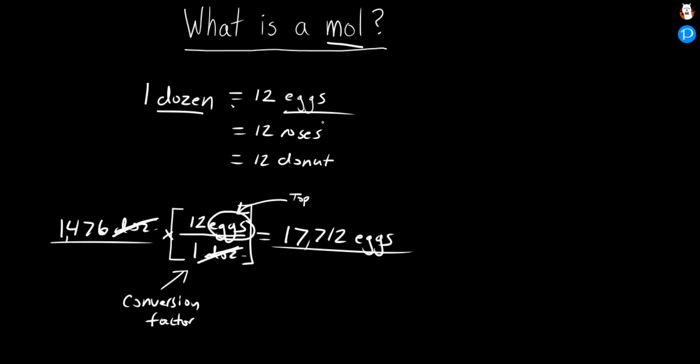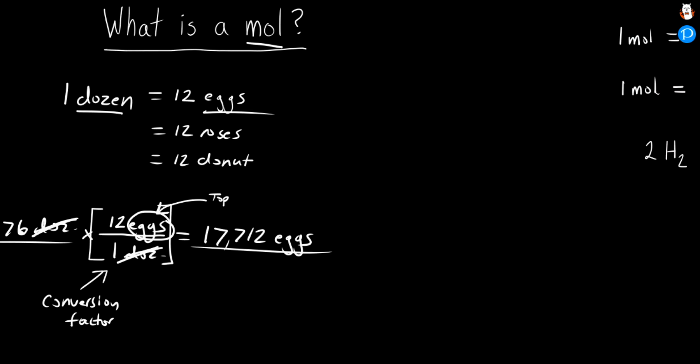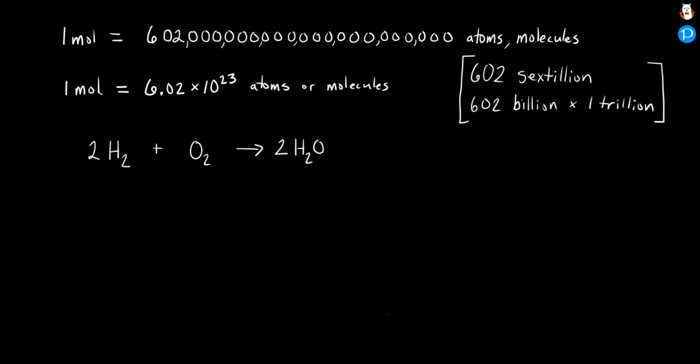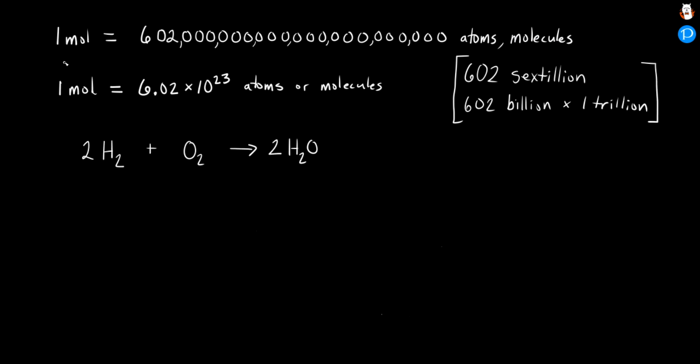Okay, so keeping all of that in mind, let's look at how we use that in chemistry then. So if I look at this, 1 dozen is 12. Well, a mole is this many right here, which is a really big number. It's 602 sextillion, which is 602 billion times 1 trillion. It's a really big number, which kind of makes sense because we're talking about atoms and molecules, which are really, really, really small. And so we have a lot of them that make up different compounds and things like that.